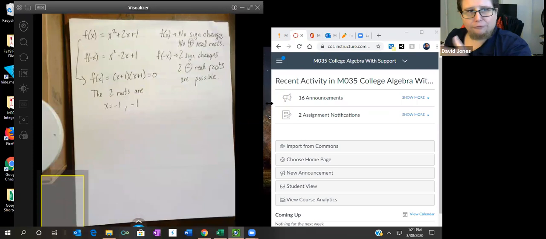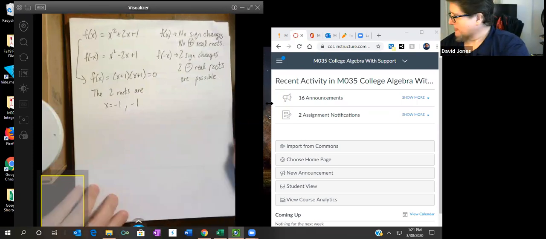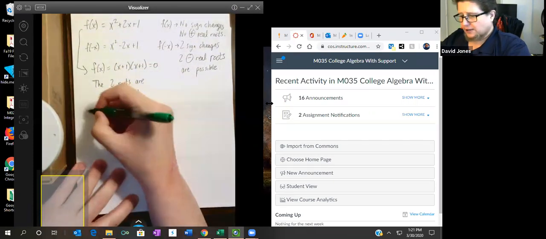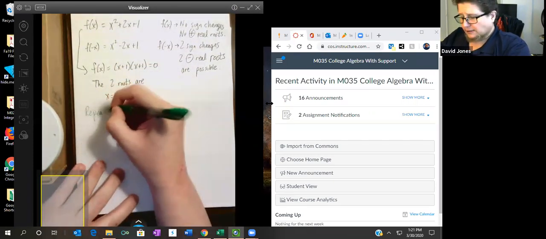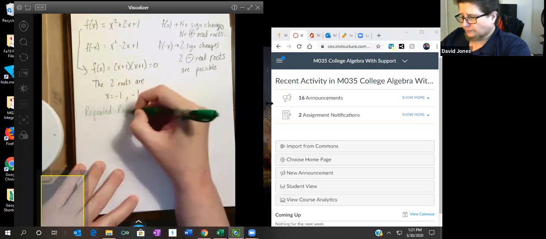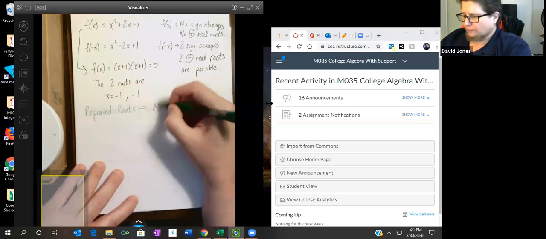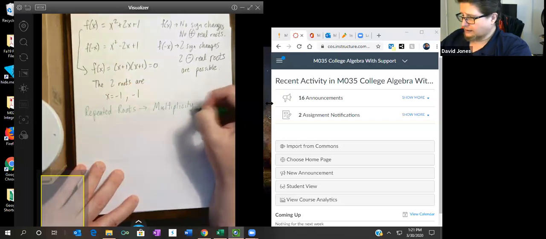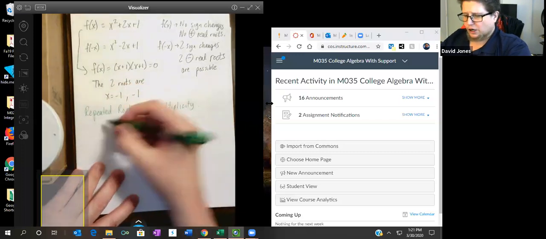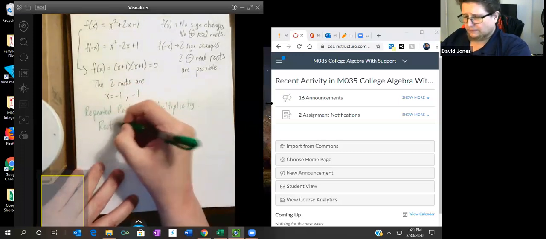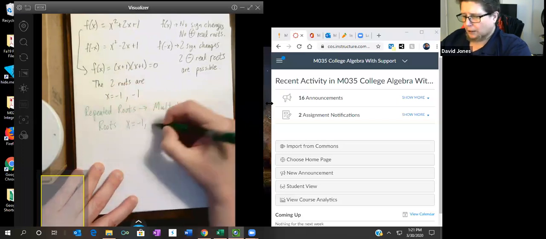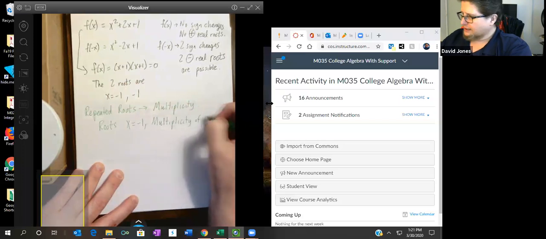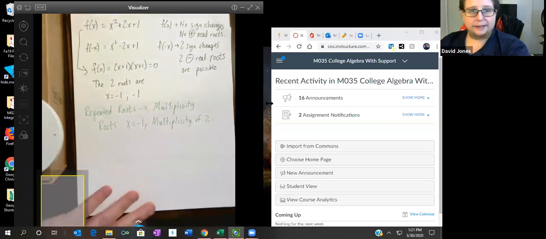Okay, so when we have roots that are repeated, they get a special name. We call it multiplicity. So here, the roots are x equals negative 1 with multiplicity of 2. It tells you how many times the root is repeated.